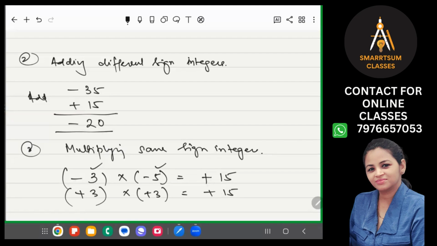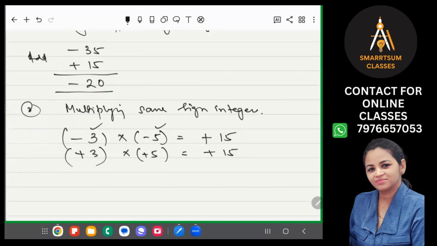Similarly, when you are multiplying two positive numbers, then also your result will be positive. So whether you multiply minus 3 and minus 5 or 3 and 5, in both cases you will get the same result. Is that clear? Okay, so negative will become positive.